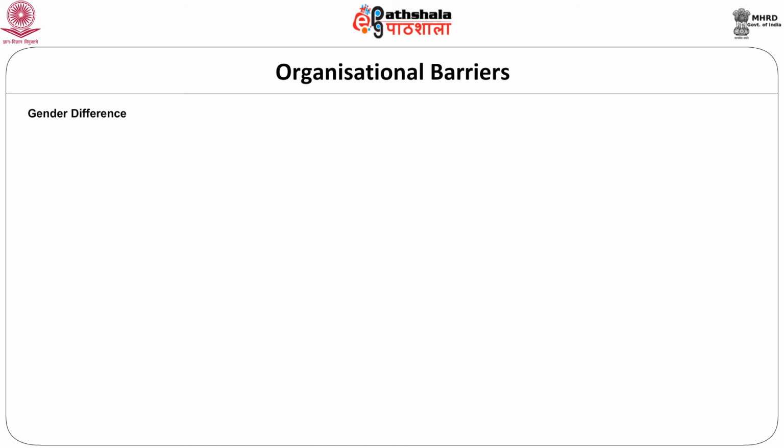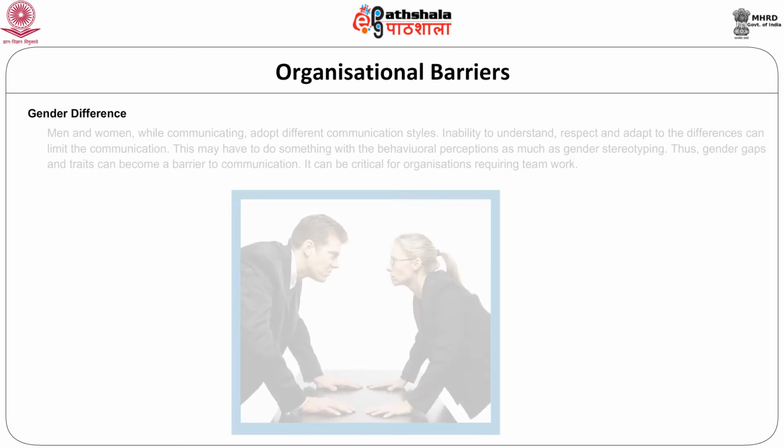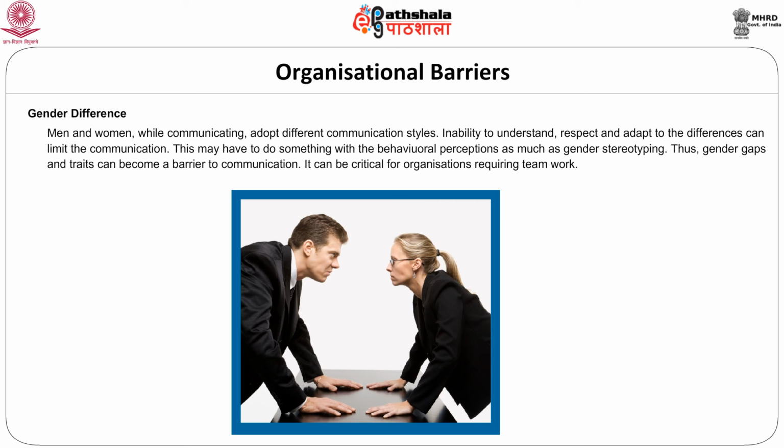Next barrier is gender difference. We all know these days that a number of male and female workers are working in teams. Men and women, while working and communicating, adopt different communication styles. The style of communication of a male will be different from that of a female. Inability to understand, respect, and adapt to the differences can limit the scope and frequency of communication. This may have to do with behavioral perception as much as gender stereotyping. Thus, gender gaps and traits can become a barrier to communication. It can be critical for organizations requiring teamwork.